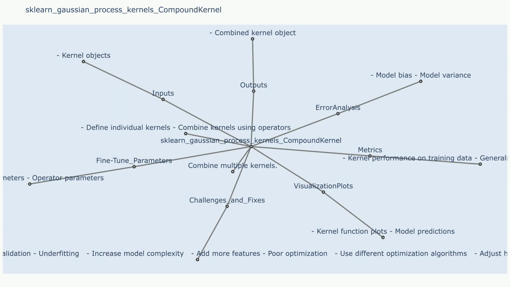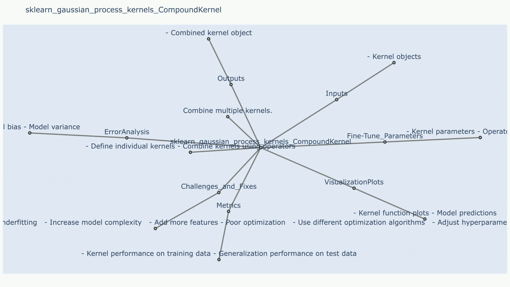sklearn Gaussian process kernels. Compound kernel. Description. The compound kernel class in scikit-learn's Gaussian process library allows you to combine multiple kernels into a single kernel, representing a more complex relationship between input features and the target variable. This is particularly useful when modeling data with multiple sources of variability or when different kernel types are suitable for different aspects of the data.